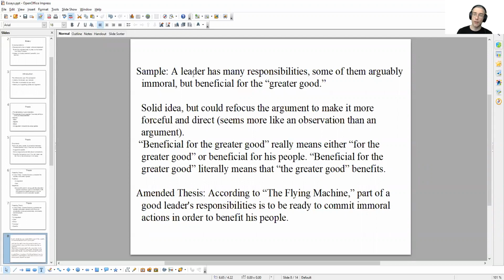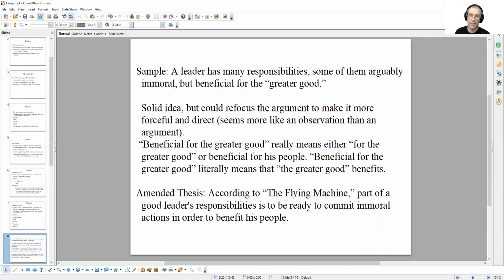Sometimes words and phrases can come across as very clear in our minds because, well, we're the ones who are writing them. We know what we want to say. But have the words that we have put on the page actually resulted in the articulation of the idea that we wanted to express? Beneficial for the greater good literally means that the greater good as a thing is, well, being benefited. That's clearly not what the author of this sentence wanted to say.